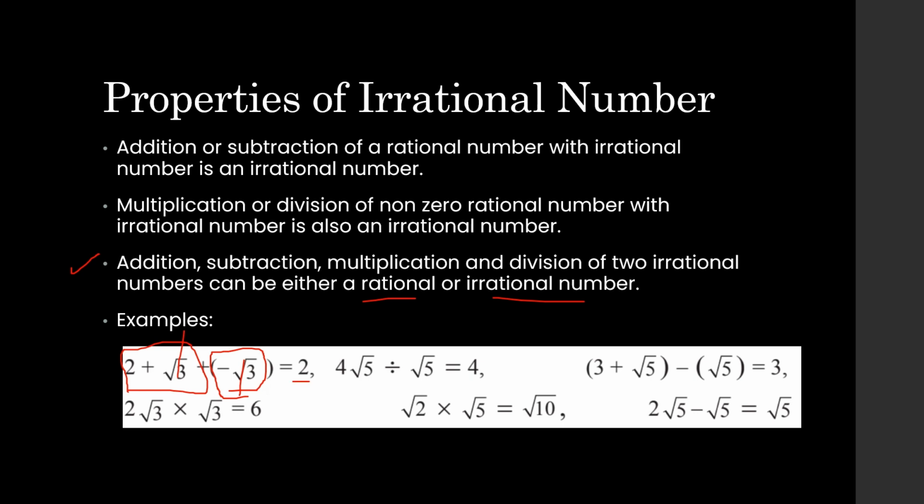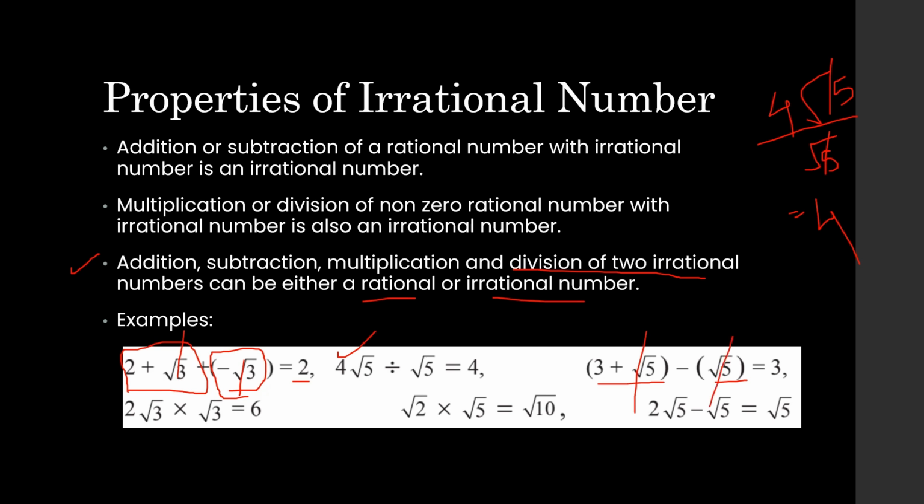Let us have a look at the second example. 4 root 5 divided by root 5. So 4 root 5, which is an irrational number, divided by root 5, which is again an irrational number. So we'll use the third property. When we divide two irrational numbers, the answer can be rational or irrational. If we divide this, root 5 and root 5 get cancelled and our answer becomes 4, which is a rational number. Third example, (3 plus root 5) minus root 5. Again 3 plus root 5 is an irrational number, root 5 is an irrational number, and subtracting it we get 3, as plus root 5 minus root 5 gets cancelled.